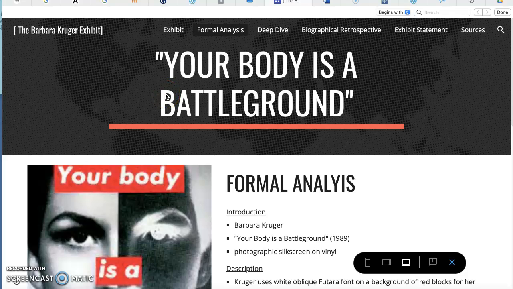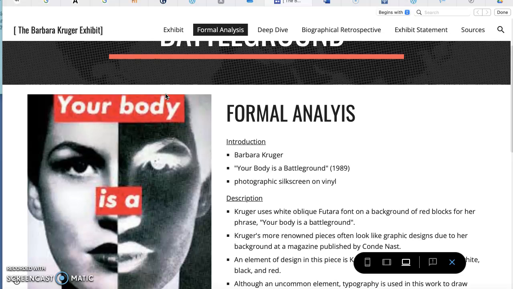Hi, this is my formal analysis on Barbara Kruger's Your Body is a Battleground. The artist for this piece is Barbara Kruger. The name of it is Your Body is a Battleground, and it was made in 1989. It was made on photographic silkscreen, which was then placed on vinyl.